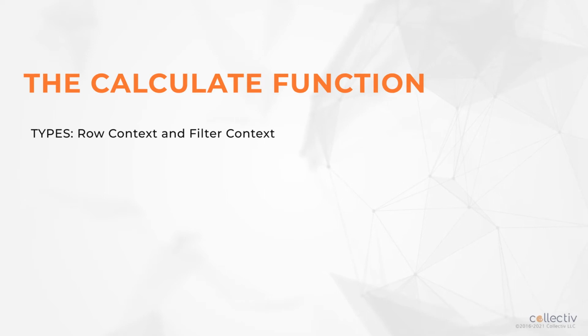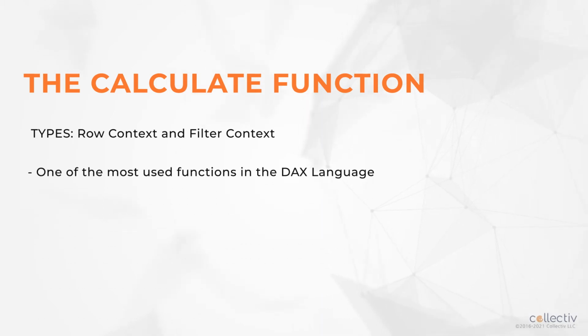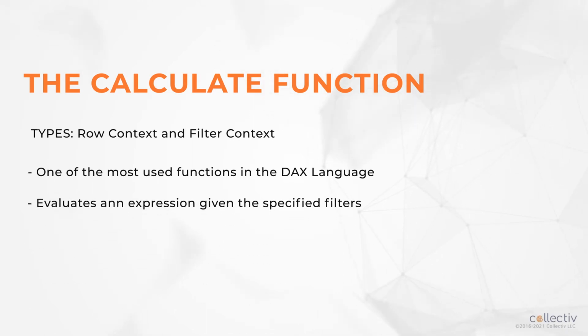When you're actually dealing with DAX, you have two different types of context. One is called row context, one is called filter context. Today we're going to be talking about Calculate, which is a filter context, which essentially applies a filter to an expression that you've already created. So that said, how does it actually work?